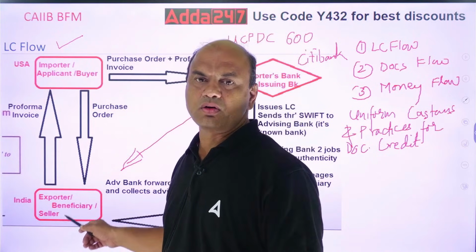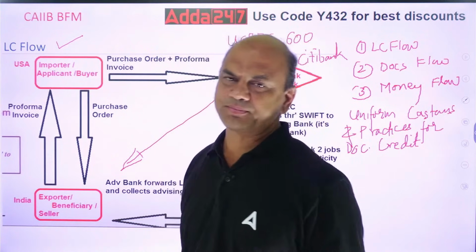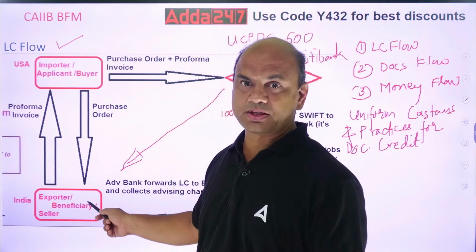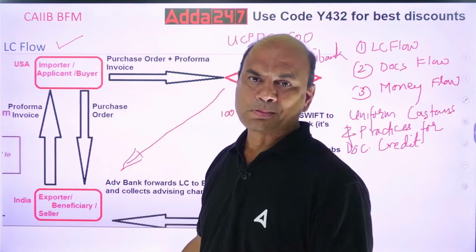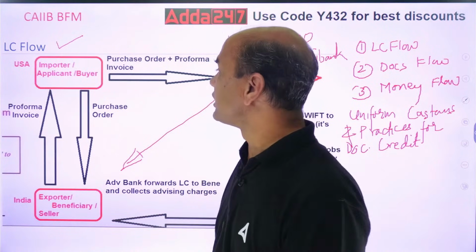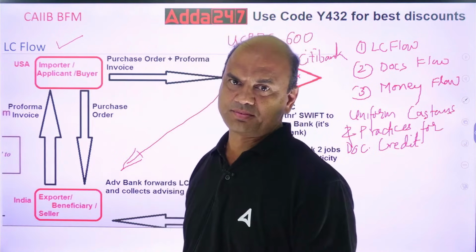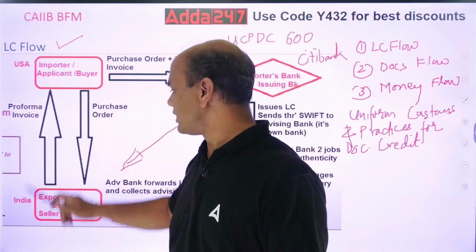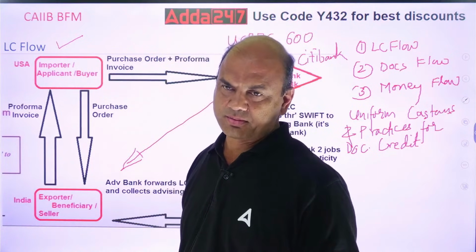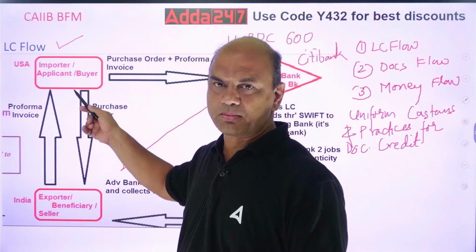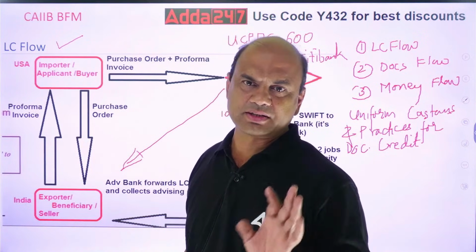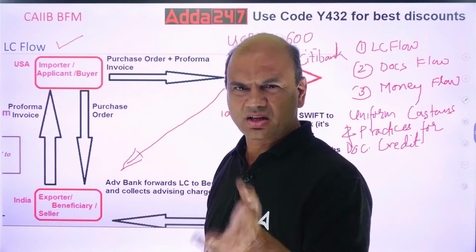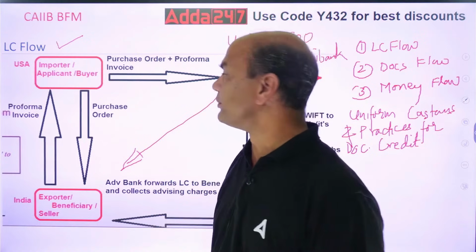Then this seller, or the exporter. See, there are three names for this person: exporter, seller and beneficiary. The importer's names are importer, buyer and applicant. What the applicant and the beneficiary are, I'll explain. Exporter means the one who exports, the seller. The reverse is the case over there, vice versa.